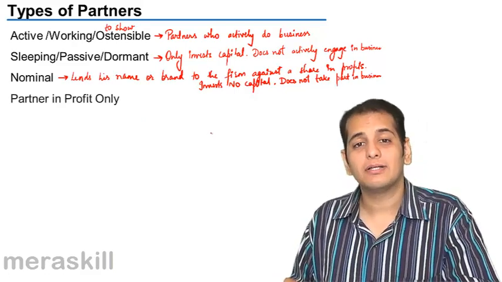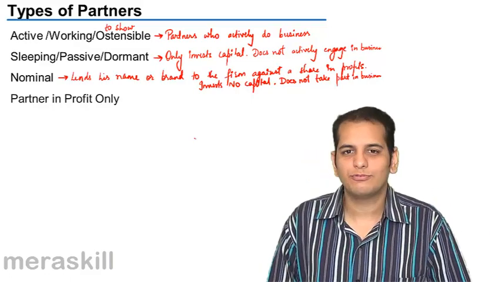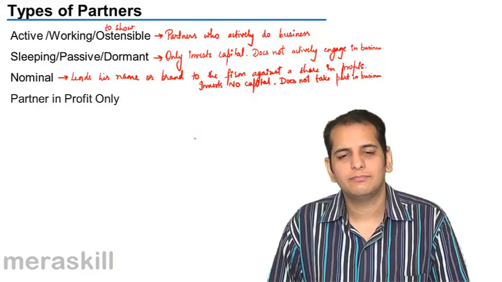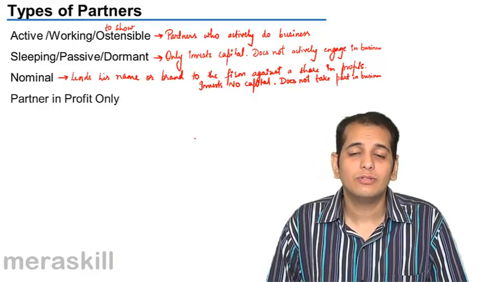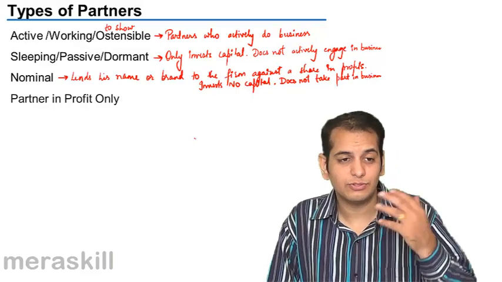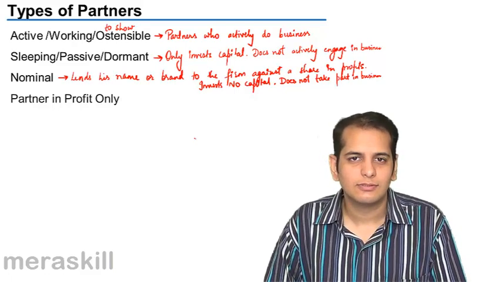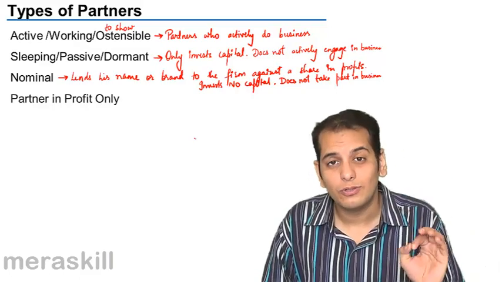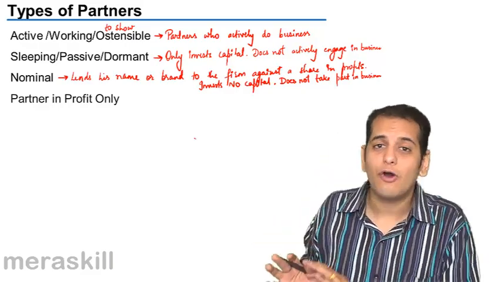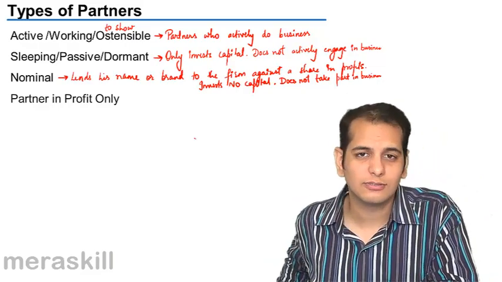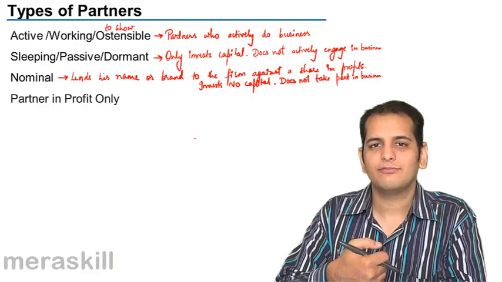The next is partner in profit only. Now this is, I would say, a mean type of partner. He comes to the partnership and acts as a partner. He does everything normally as a partner, but with one additional condition, apart from the normal stuff, that he will share only the profits. If there are profits, he'll take a share out of it. If there are losses, he will not contribute a share in the losses. He'll only take a share from the profits. He'll not give a share when it is a loss.